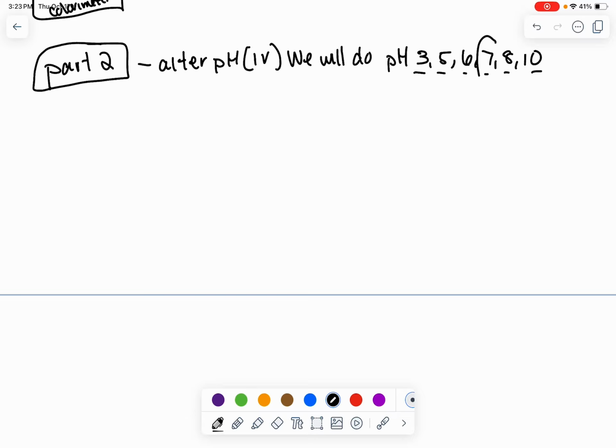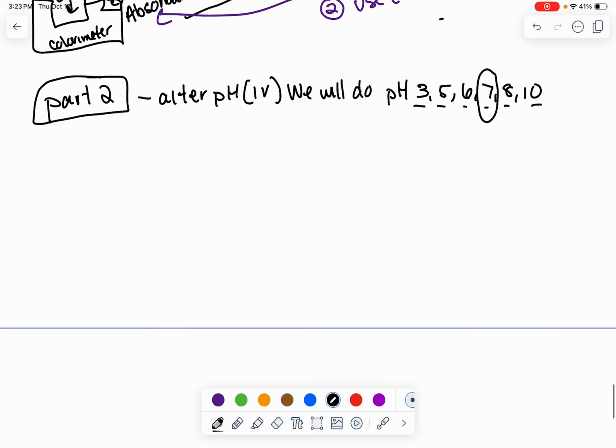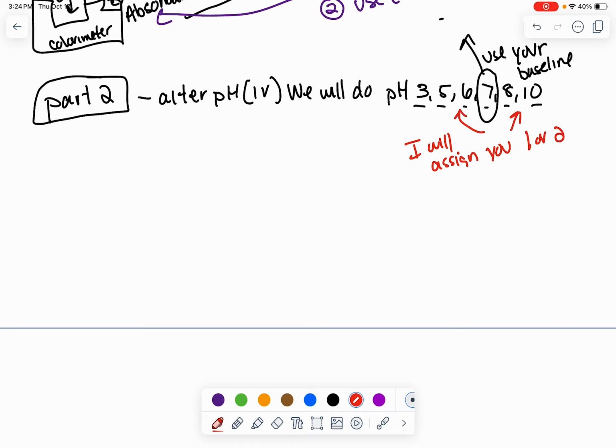So probably for the pH of 7, I'm just going to have you use your number from up here. So I'm going to have you use your baseline because we already did a pH of 7. And then I will assign you, or your group, like 1 or maybe 2 of these other pHs. We'll see how much time we have. And then we're going to pool all that together to get the data, and then we will graph it.